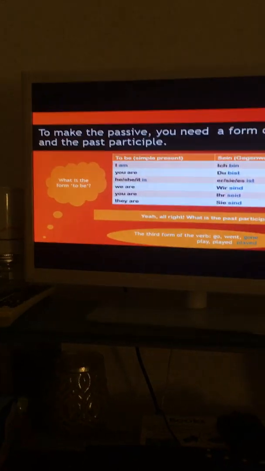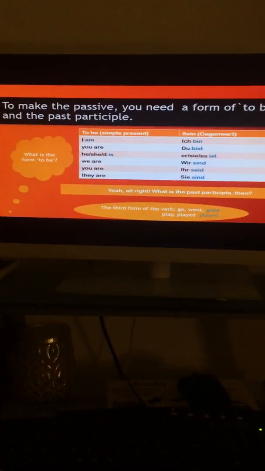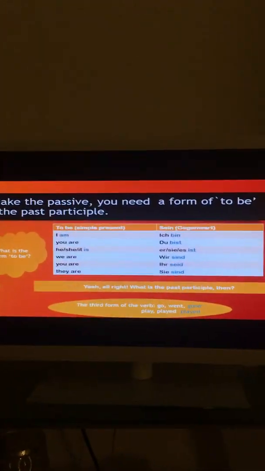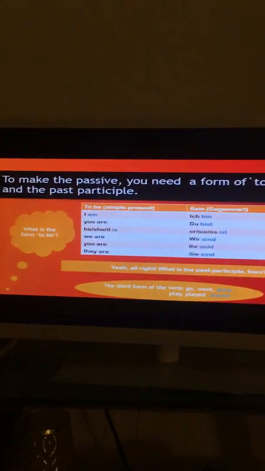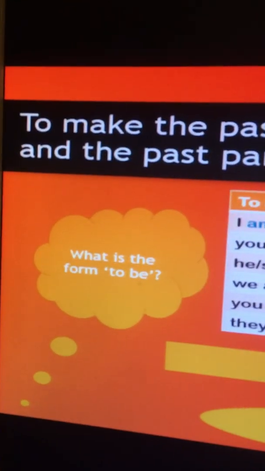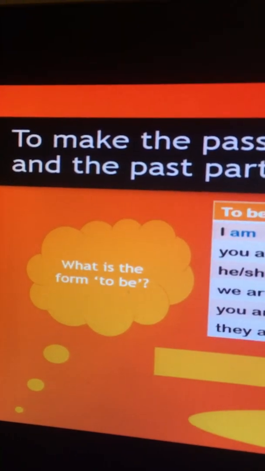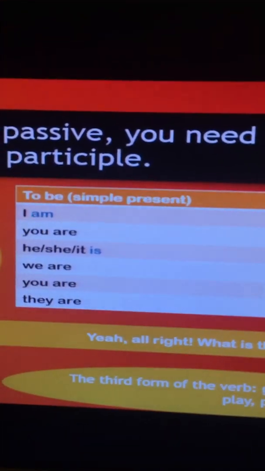Now let's do some revision here. Look at that. To make the passive, you will need a form of to be and the past participle. Now you can ask me this question, what is the form of to be? Some of you might think, I don't know, I've forgotten. This is the form of to be.